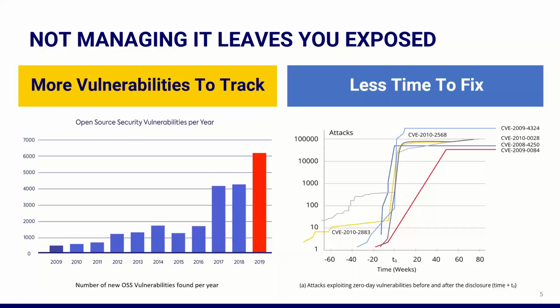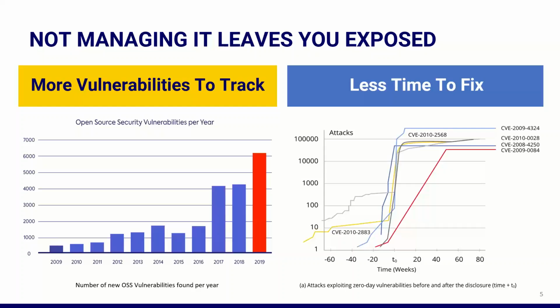The second graph that we see on the right-hand side is that there is less time to fix, right? You can see the attacks exploding 0 days. 0-day vulnerabilities are vulnerabilities that are not exposed, right? They only a certain number of people know about them, and they are not publicly known.